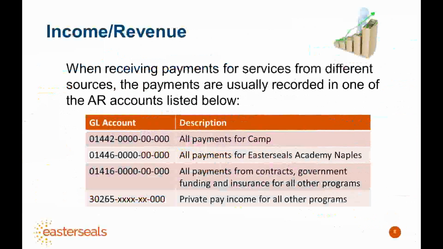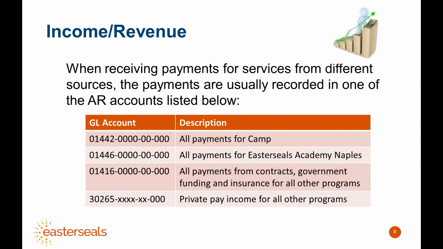Now, so income and revenue. When receiving payments for services from different sources, the payments are usually recorded in one of our AR accounts listed below. And the reason for this is because we're able to track whether payments are received by looking in that AR account to see if the money is there.